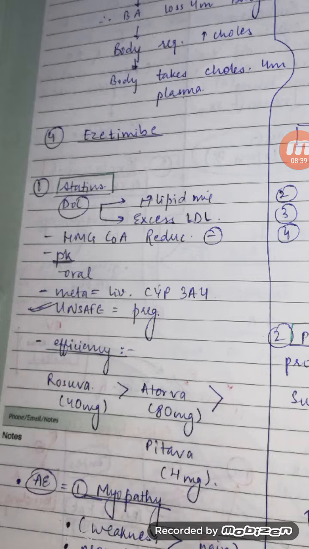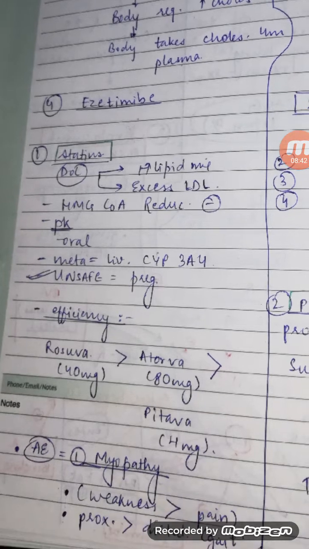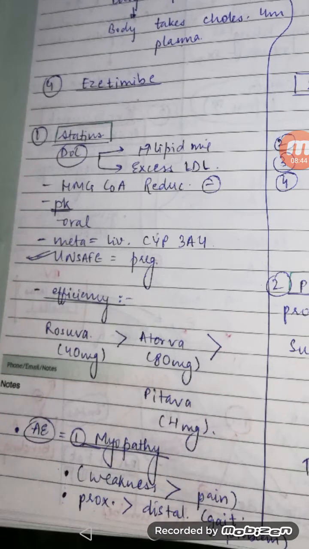Pharmacokinetics: given orally, metabolized by the liver, cytochrome P3A4. It is unsafe in pregnancy. Now coming to the efficacy, and here is where the rap song came.